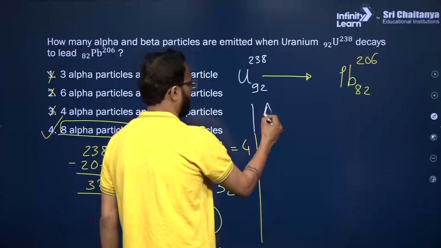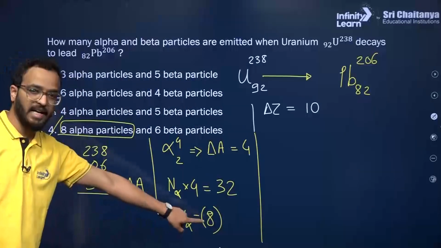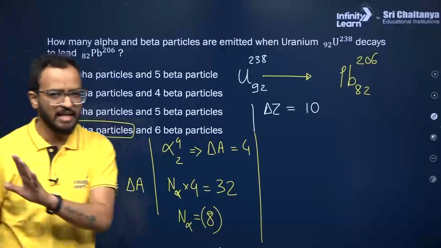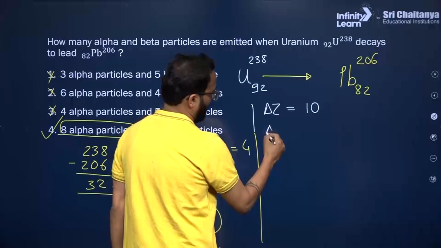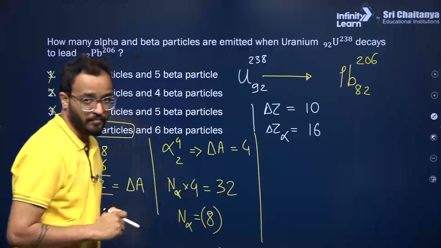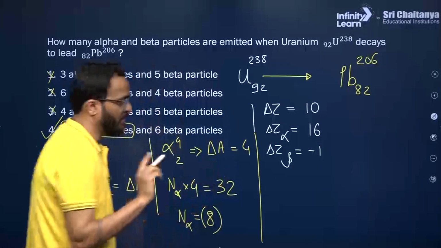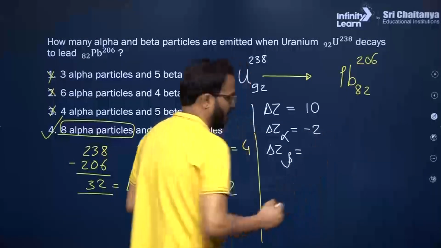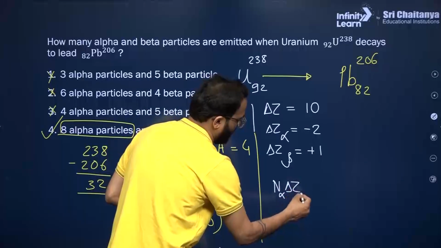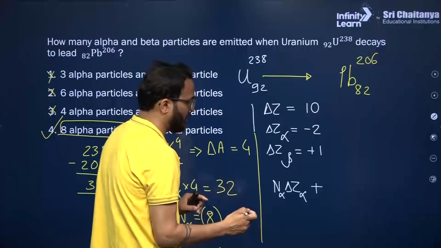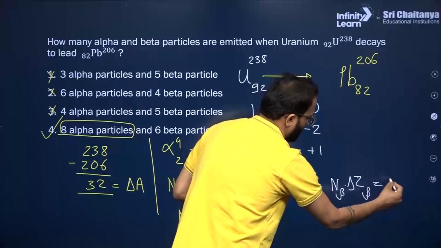Check for delta Z. Delta Z is 10, but according to the alpha particles, delta Z should be what? There are 8 alpha particles and delta Z is 2 for one alpha particle. When one alpha particle comes out, Z decreases by 2. So delta Z due to alpha particles must have been 16. But by one beta particle, Z increases by 1. So n alpha particles into delta Z of alpha particle plus n beta particles into delta Z of beta particle must be equal to overall delta Z.